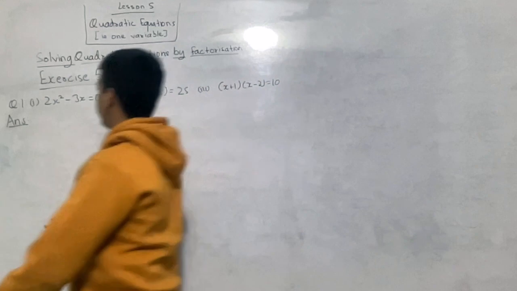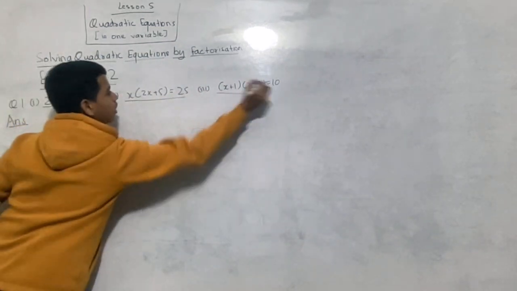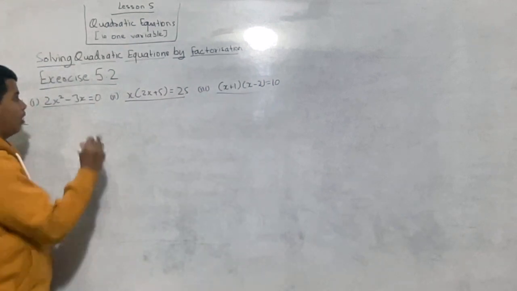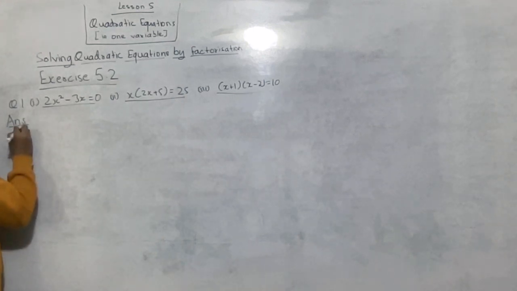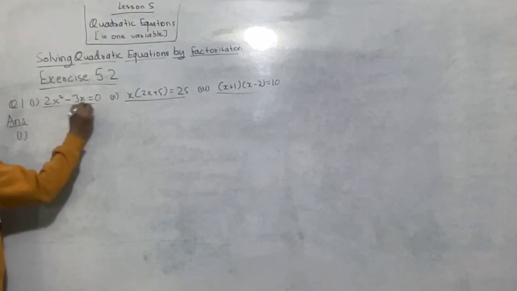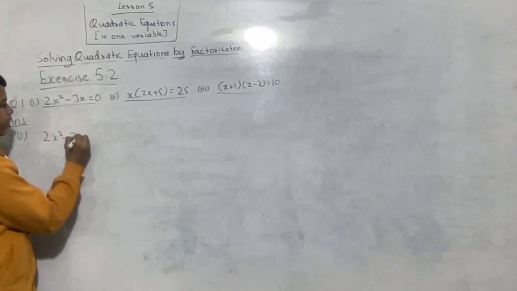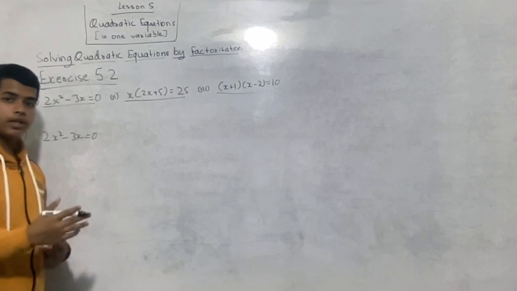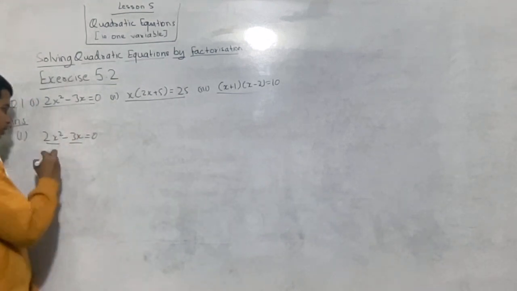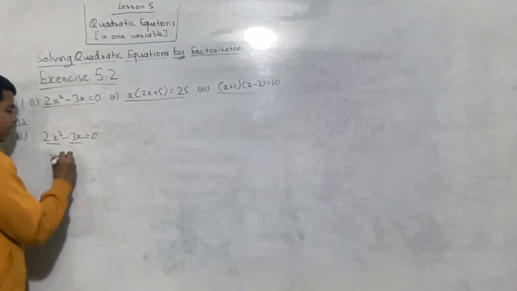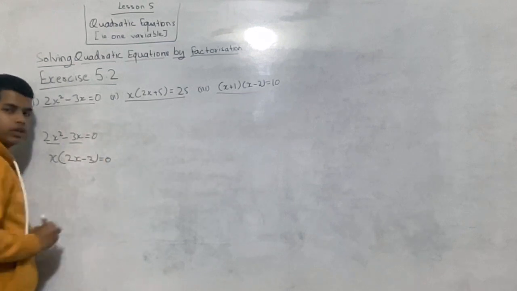Now here we have these three equations. You have to find the solution, or we have to find x. Here in the first one they have given us 2x square minus 3x is equals to 0. Now what is common here? x is common in both of these terms, so we can take x out. So we get x times 2x minus 3 is equals to 0.